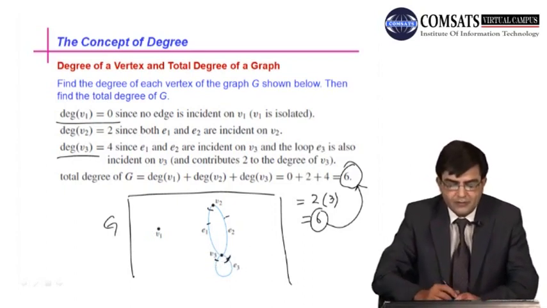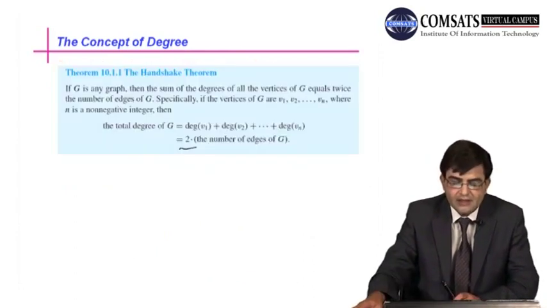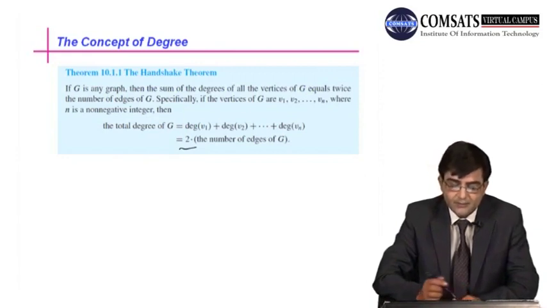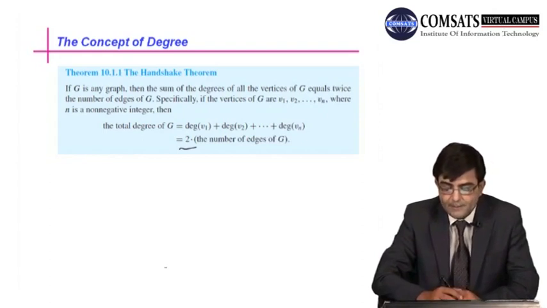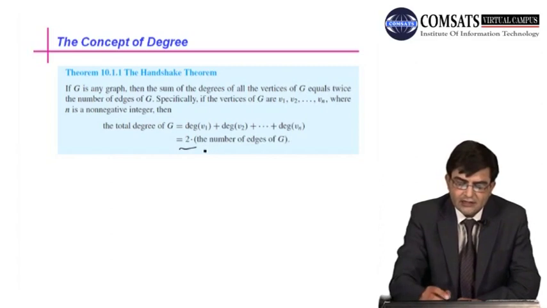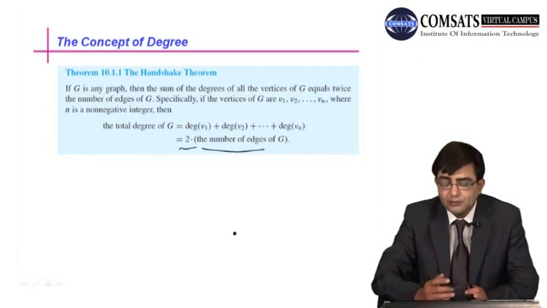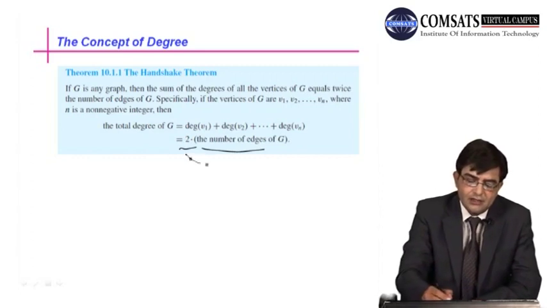So we can write that the total degree of any graph G is basically 2 times the number of edges. We can draw another conclusion from this, which we have studied in basic number theory: if a number is a multiple of 2, it is an even number. So here the number of edges of G is basically an integer. It could be negative, it could be even, it could be odd, but it is a multiple of 2.